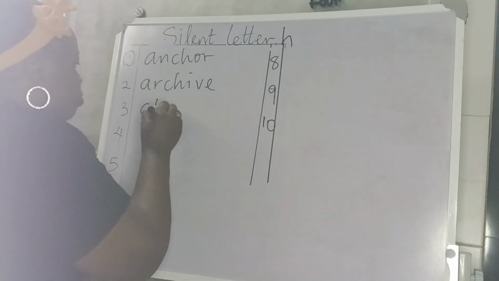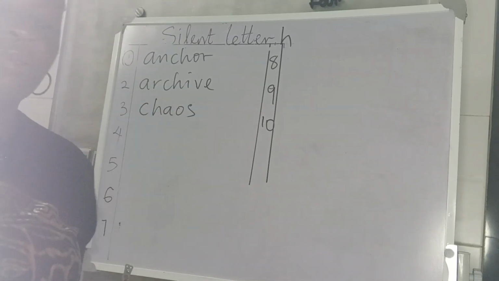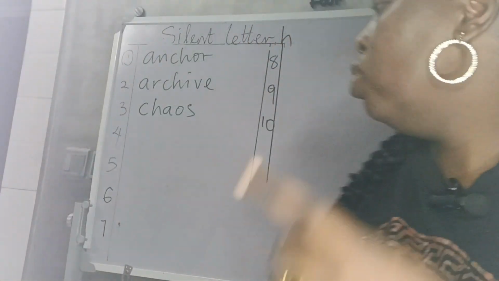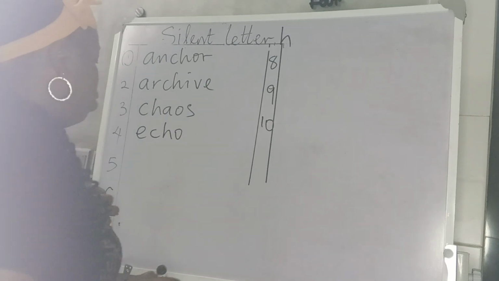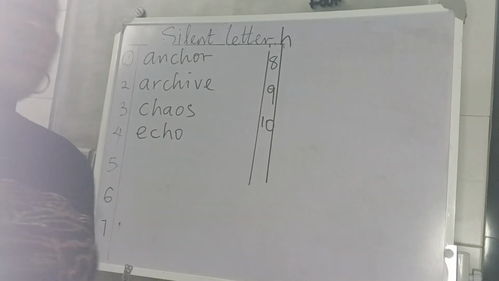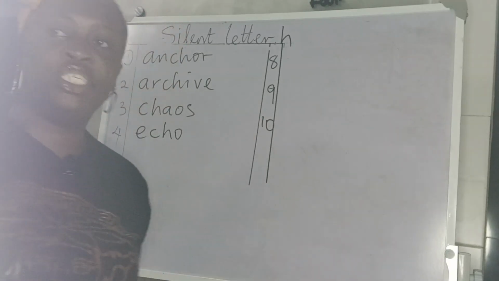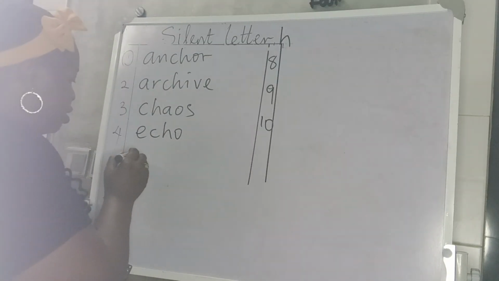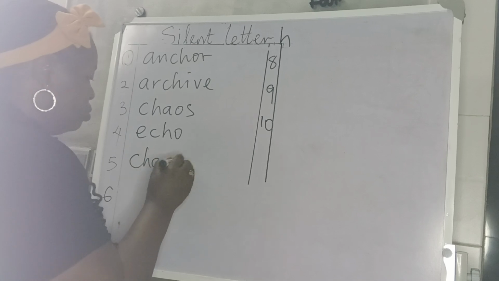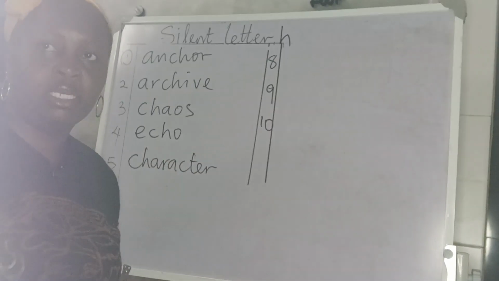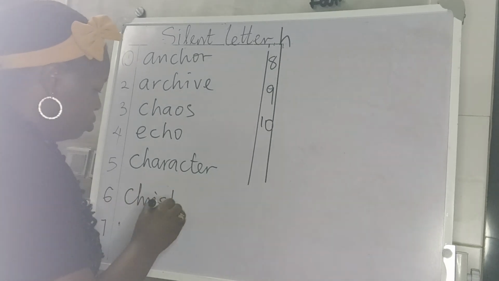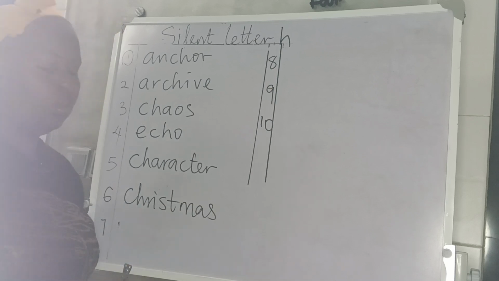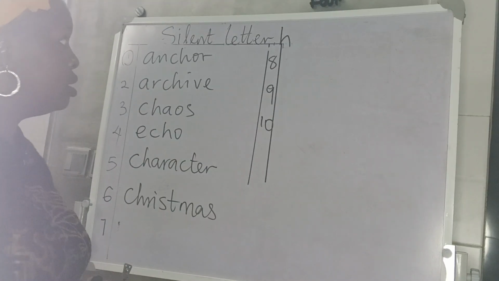Look at this word, chaos. Did you see that word there? Chaos. You find out that the H is also silent. We have this one, echo. We have what? Echo. Echo is also what? Silent. The H is silent in echo. Character. Character is also silent. We have Christmas. Christmas, it is also silent there.